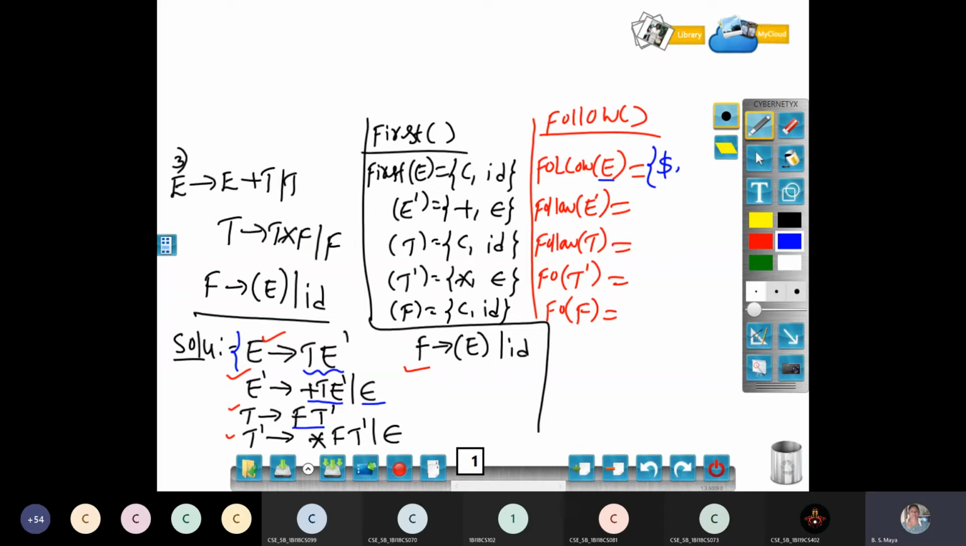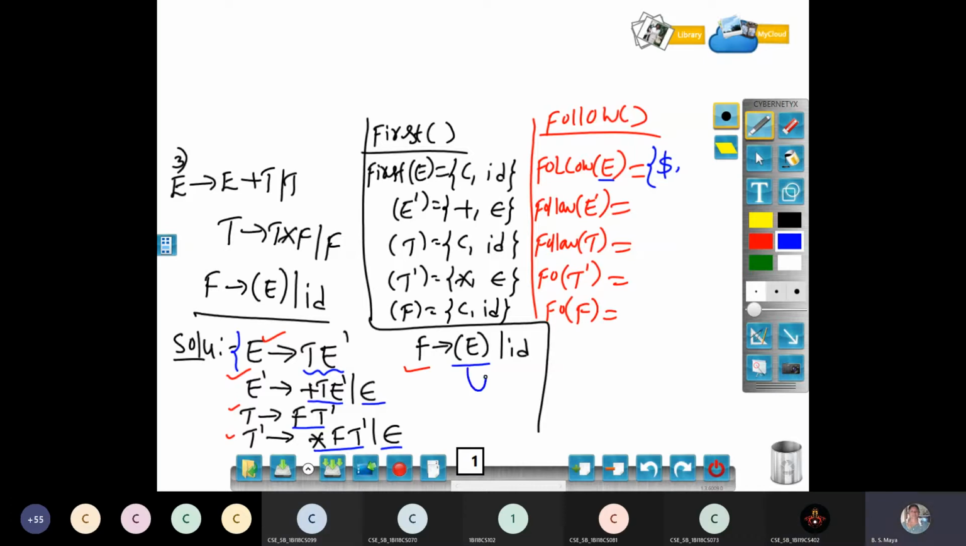Next rule, F T dash. Capital E? No, ma'am. Okay, next production. Capital E, anywhere. Don't think about the place. You will get an epsilon. No, E, capital E. Here? No, ma'am. Let me go for this production. Capital E, is it there?